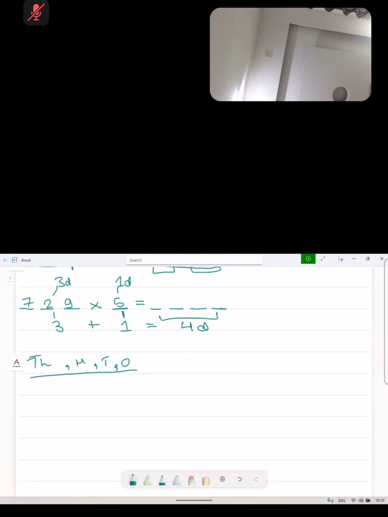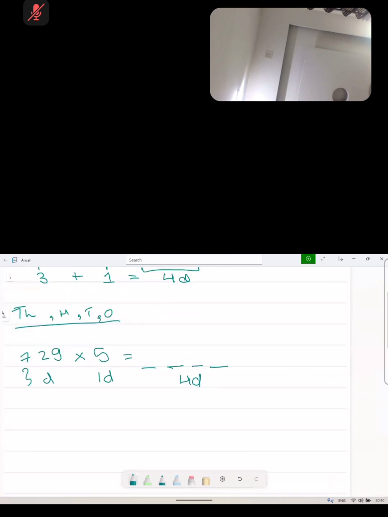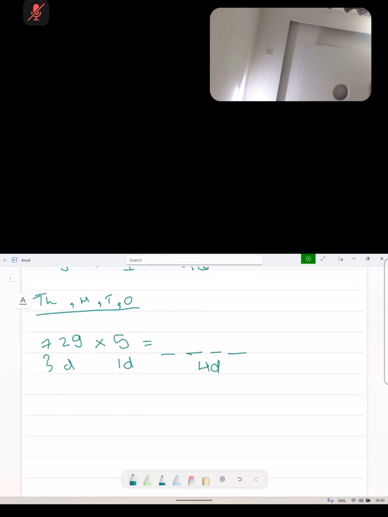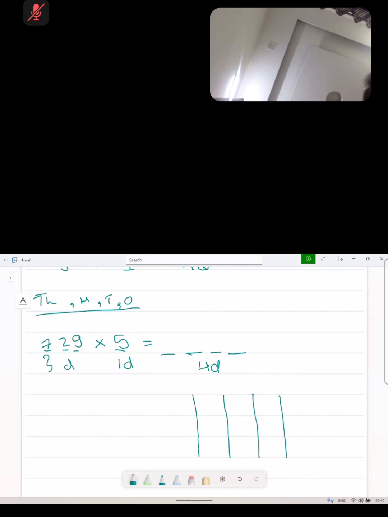Now we have taken the number here, 729 multiplied by 5. So we obviously know the answer will come in 4 digits. This is 3 digits. This is 1 digit. Now, how will we solve this? I am telling you the easiest method, that is to multiply each number with 5. Okay. So what we will do, first we will set imaginary rods in our mind. I am telling you this mentally.